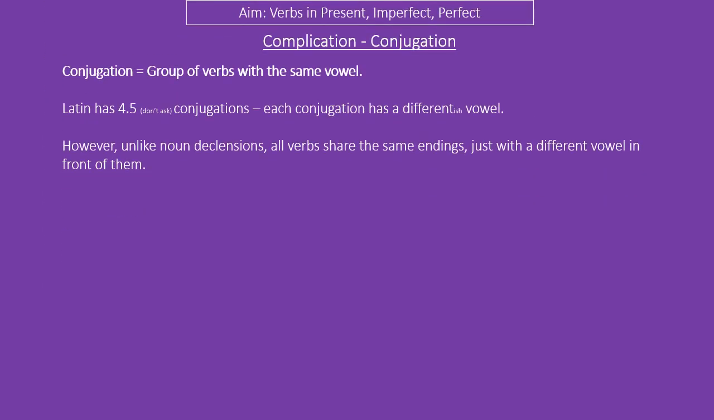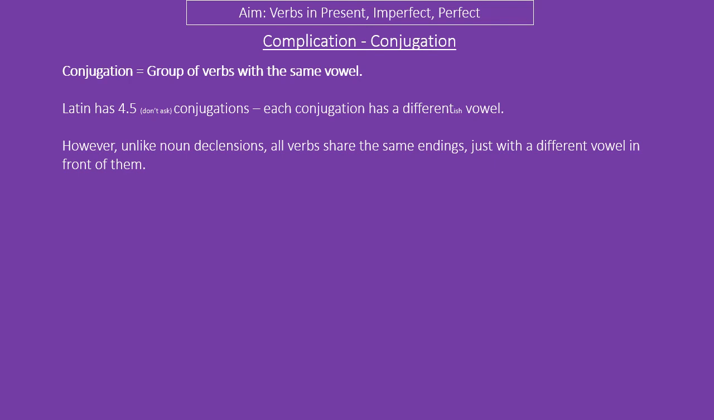So what's actually going on here is something called conjugation. Conjugations are groups of verbs which share a vowel. Latin has 4.5 of them. They're a bit complicated. I'm going to have to do a video on them probably at another stage. Wait, have I got to the point that I'm telling you what my future videos are? Oh god, that's horrible. Anyway, no, moving on.